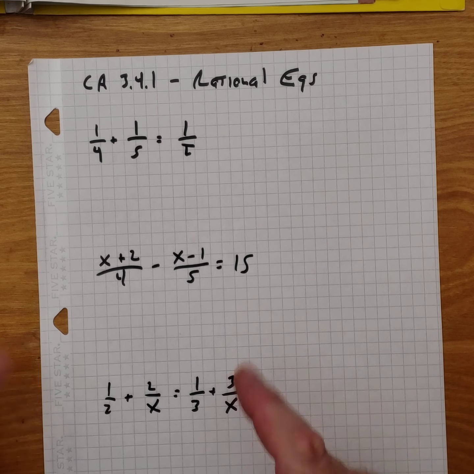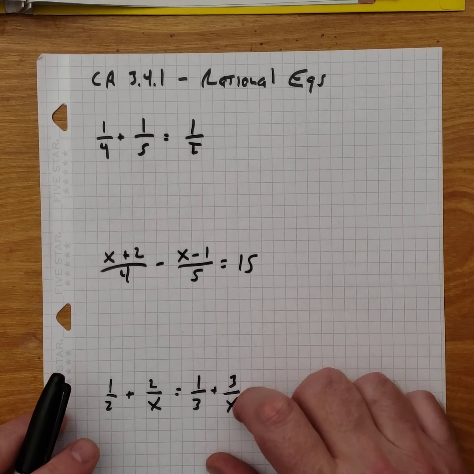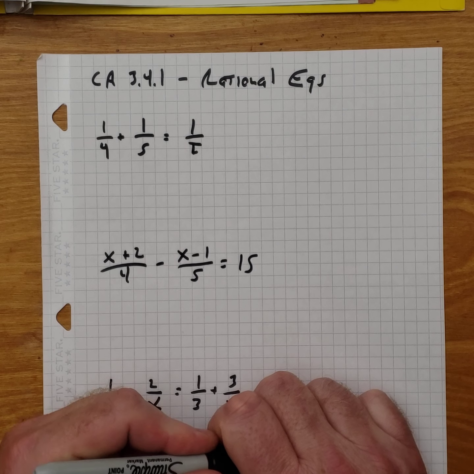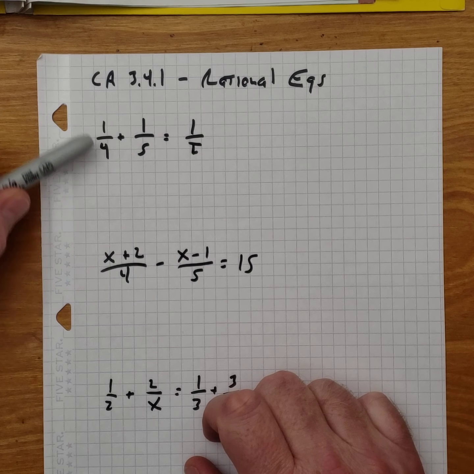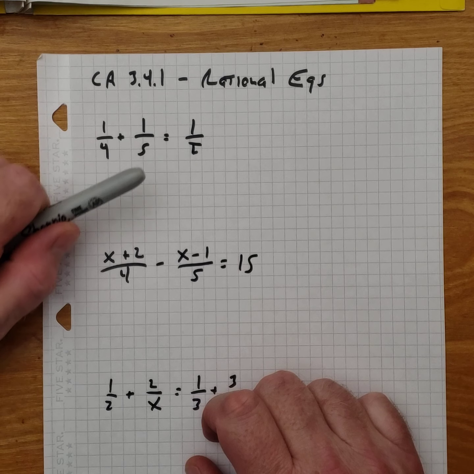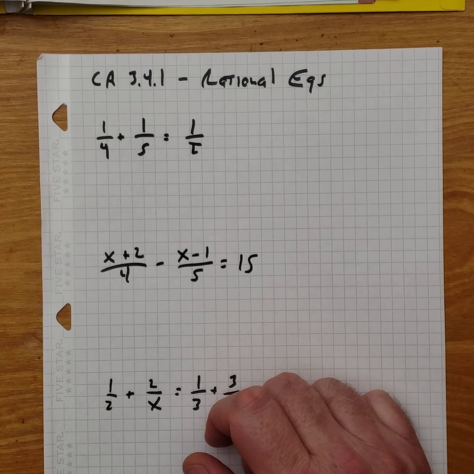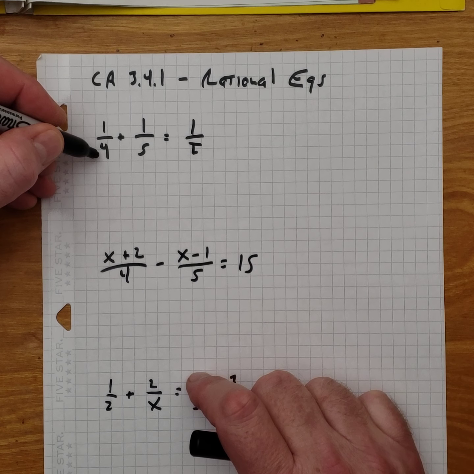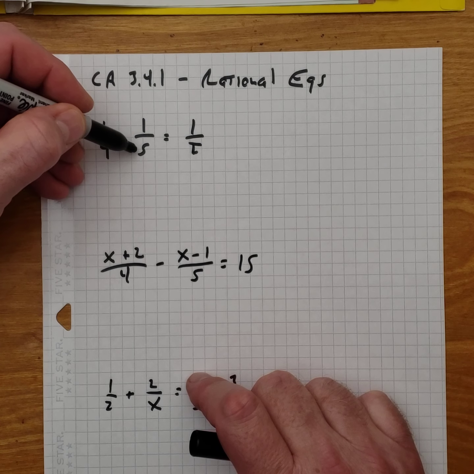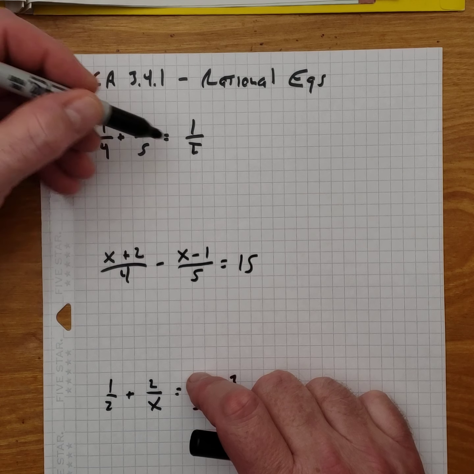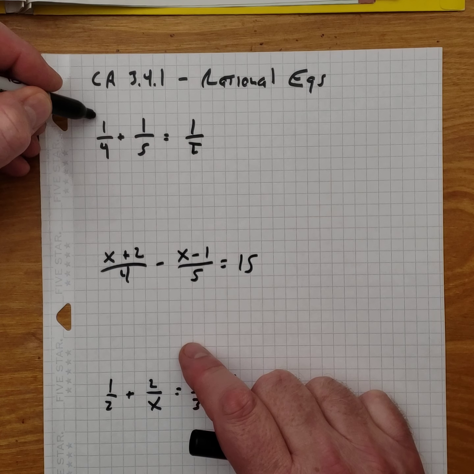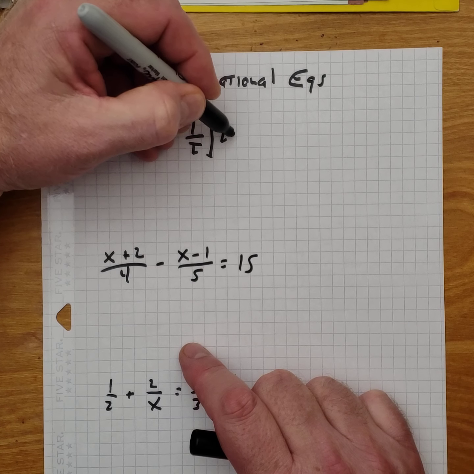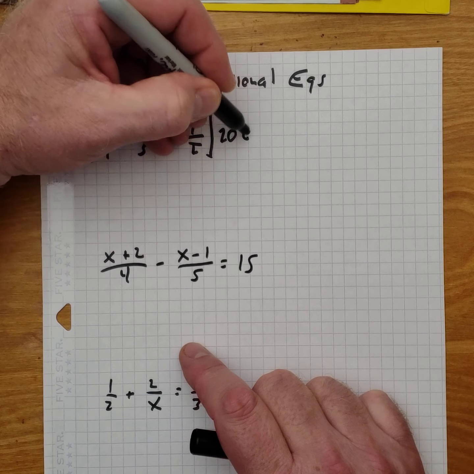Like I said, rational equations have fractions in them. We don't like fractions. I don't like fractions. So the first thing I want to do to fractions is get rid of them. Fractions are caused by division, right? 1 divided by 4, 1 divided by 5, 1 divided by t. The way to get rid of division is to multiply. So if I want to get rid of divided by 4, I'll multiply by 4. To get rid of divided by 5, I multiply by 5. And to get rid of divided by t, I'm going to multiply by t. And I'm going to multiply the whole equation by 20t, because that's 4 times 5 times t.